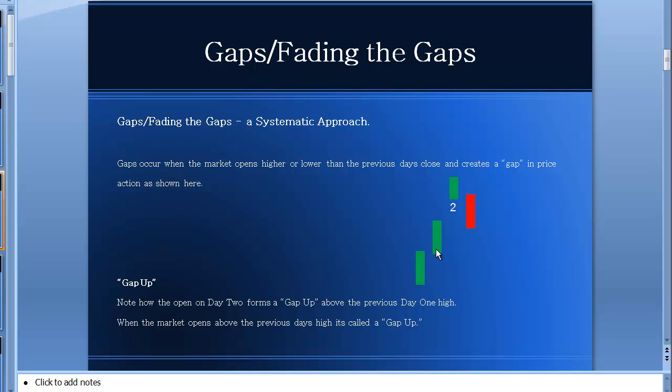These are 60-minute candles, and on day 2 we gap up. Note how the open on day 2 forms a gap up above the previous day 1 high. When the market opens above the previous day's high, it's called a gap up.